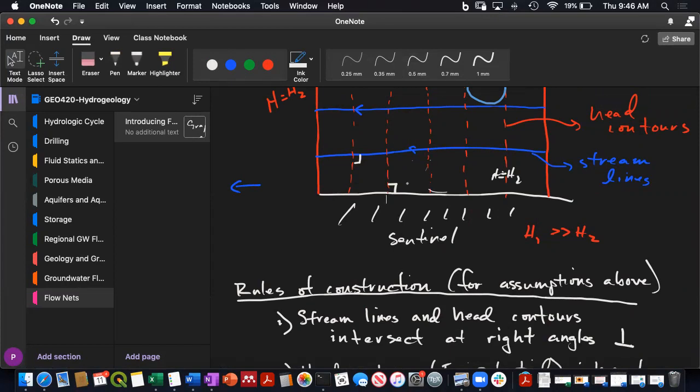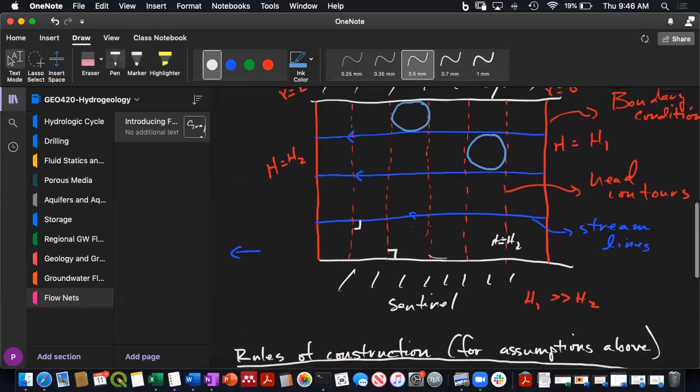What does that mean about a no flow boundary? If equipotentials and streamlines intersect at right angles and no flow boundaries and equipotential lines intersect at right angles, what does that tell you about a no flow boundary? It is a streamline. Hang on, minds are blowing. I just said it's a no flow boundary, but it's a streamline.